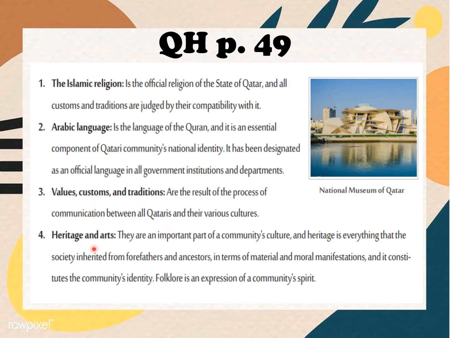Last, we go to heritage and arts. Heritage and arts are important parts of a community's culture. When we say heritage, it's everything that the society inherited, okay, from forefathers and ancestors. These are the things that our grandfathers and great-grandfathers handed over to us, which can range from folk music to folklore and traditional stories. So we have different kinds of heritage. We have material and non-material or moral manifestations of heritage.